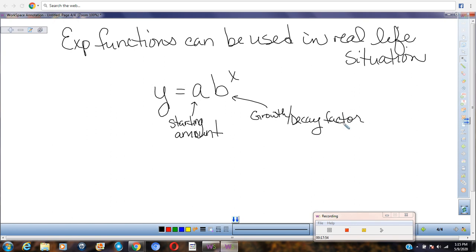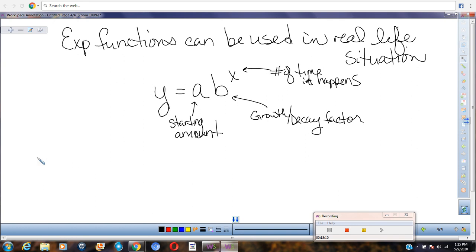Now, our exponent is what we really want to focus on today. Our exponent actually means the number of times it's going to happen. Let's make that a T. It happens. All right.